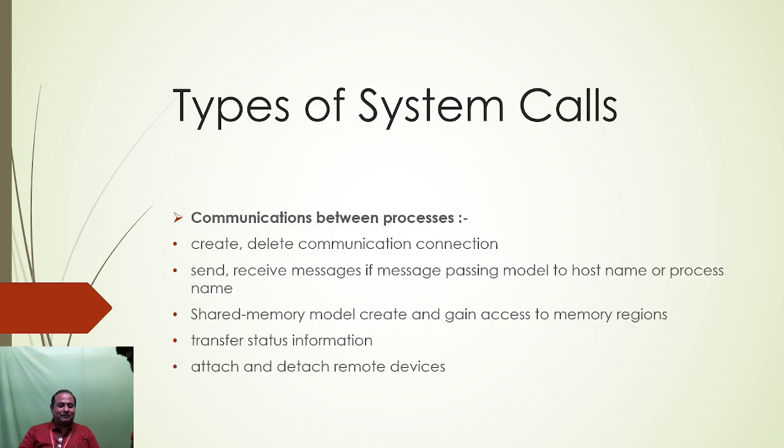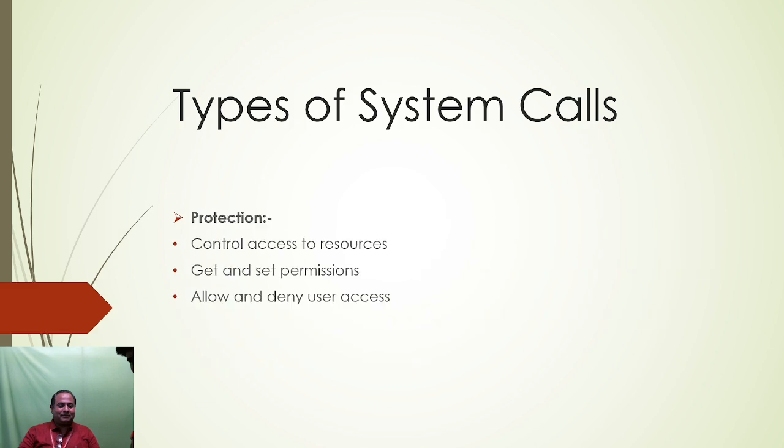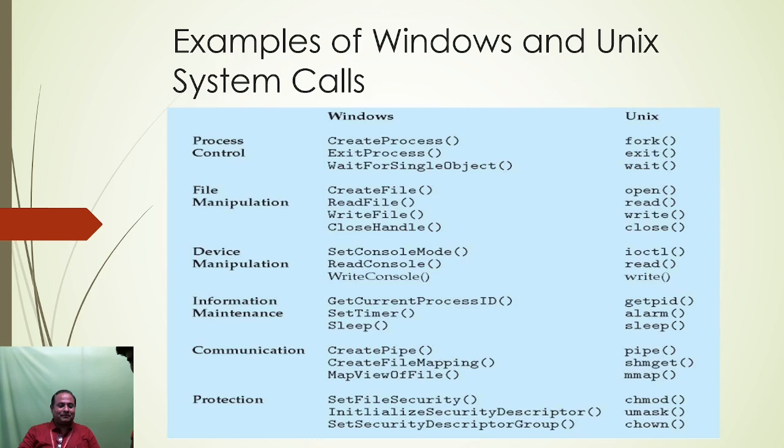And if you want to communicate between processes, we have system calls like create, delete, send, and receive. These are the system calls we use to perform communication between processes. If you want to protect the system from malware and other damage, we have other system calls like control access to resources, get and set permissions, and allow and deny user access. So these kinds of system calls are provided by the OS.